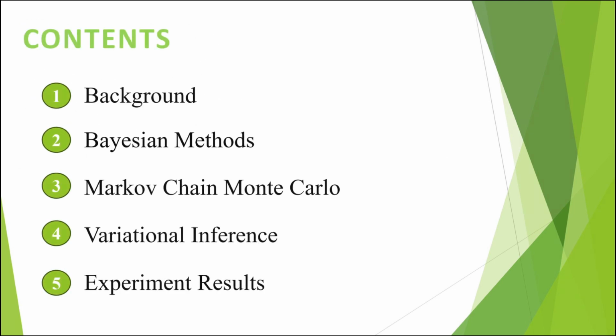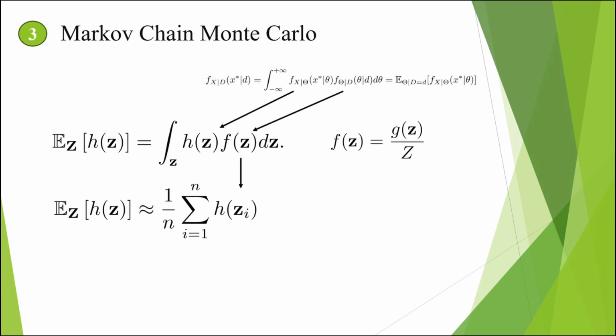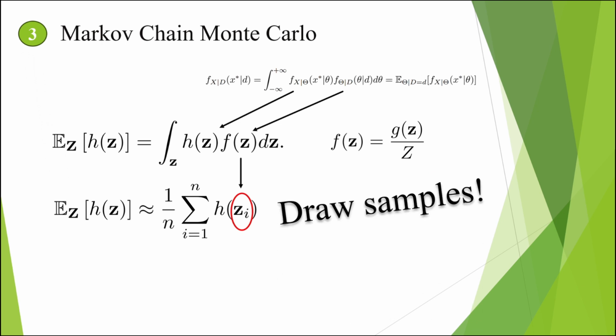The first method is called MCMC. Because the sample mean estimate of expectation is unbiased, as long as the sample size is large enough, we can approximate the expectation through the sample mean. So the only problem is how to sample from F(z) when the normalization constant is difficult to calculate.